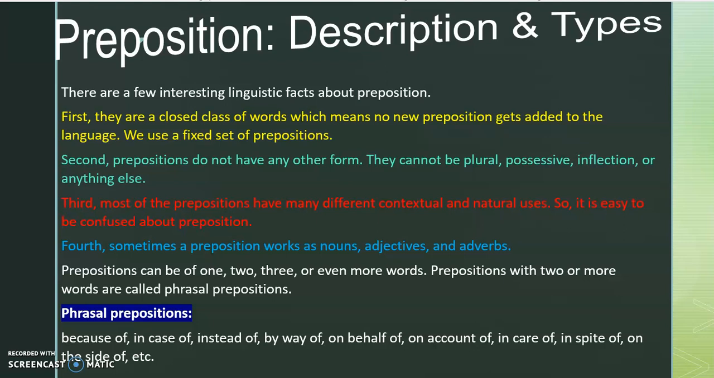Prepositions can be of 1, 2, 3, or even more words. Prepositions with 2 or more words are called phrasal prepositions. For example, because of, in case of, instead of, by way of, etc.